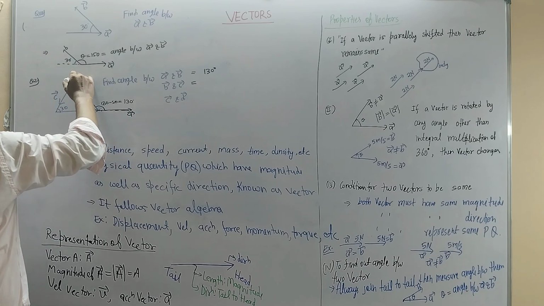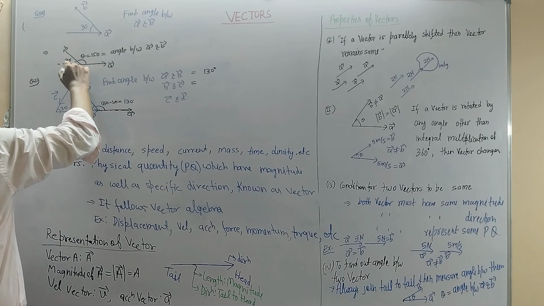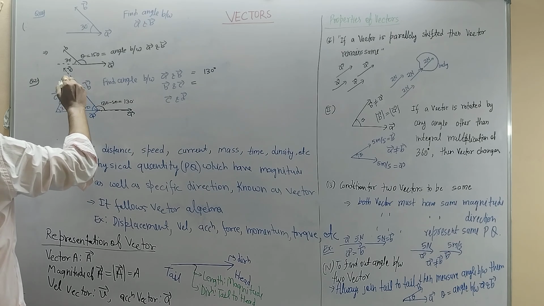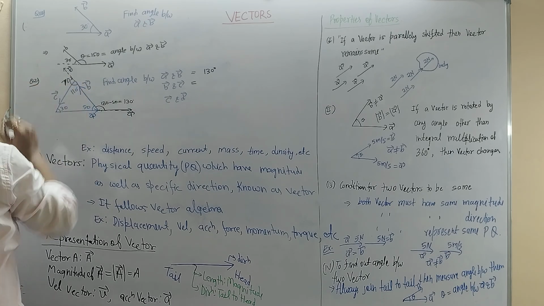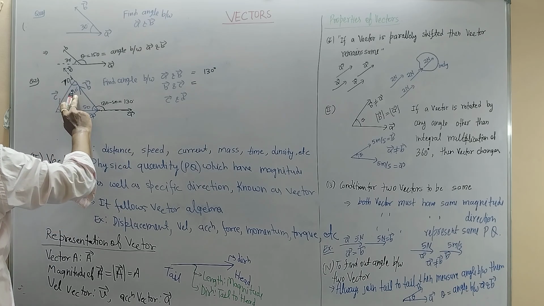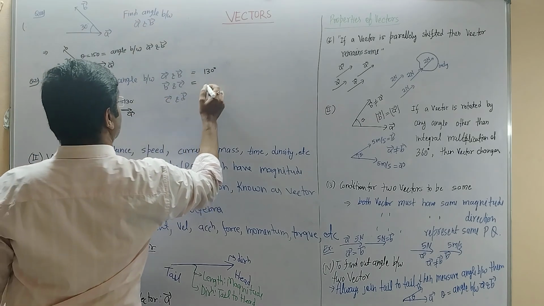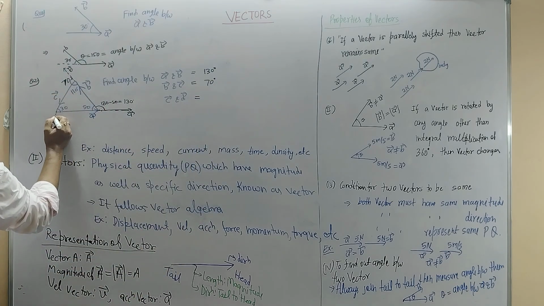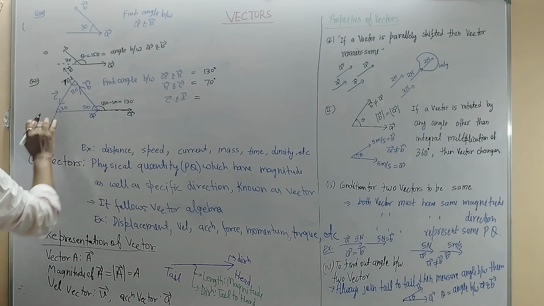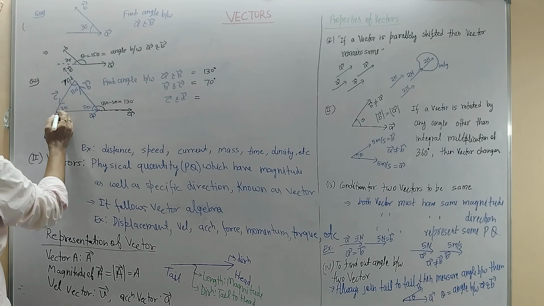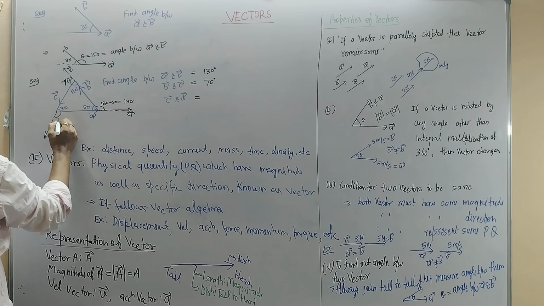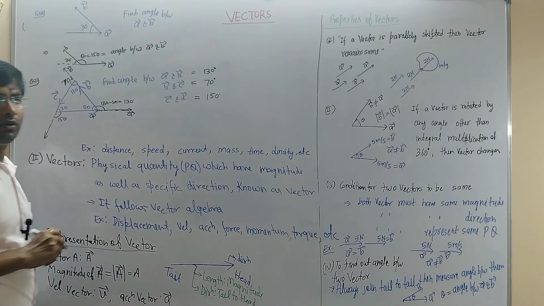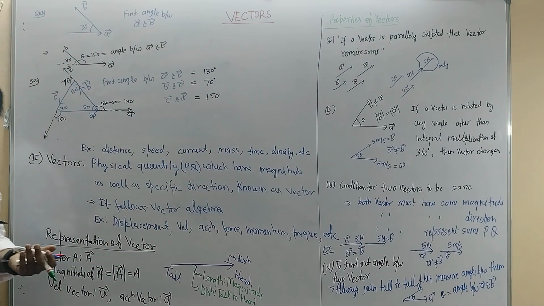Similarly, this is vector B, this is vector C. So I will extend vector B here. This is 110, so what is this angle? This is 70 degree, 180 minus 110, 70. So B and C will be 70 degree. Similarly, this is C, so we can extend C here. Between C and D the angle is 180 minus 30, that is 150. So this is how we will find out the angle between vectors.